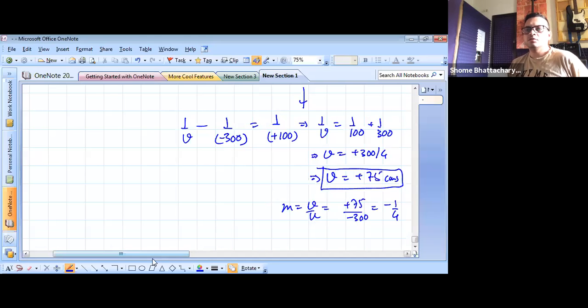Sorry, this will be minus. Correct, minus. So this will come out to be plus 150. Anyway, it has a magnification factor of minus half. So it is inverted and half the size.